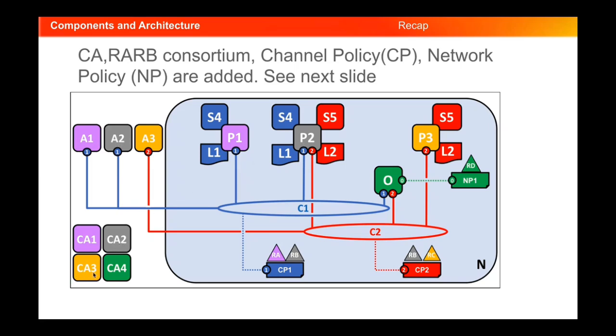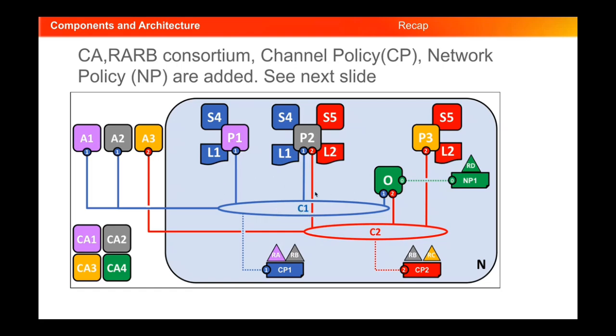Certification authority 3 is providing certificates to application 3 and PO3. Certification authority 4 is providing certificate to the ordering service, as you can see here. Now you can see there are two channels, C1 and C2. For channel C1, P1 and P2 are connected to C1, which is channel 1.